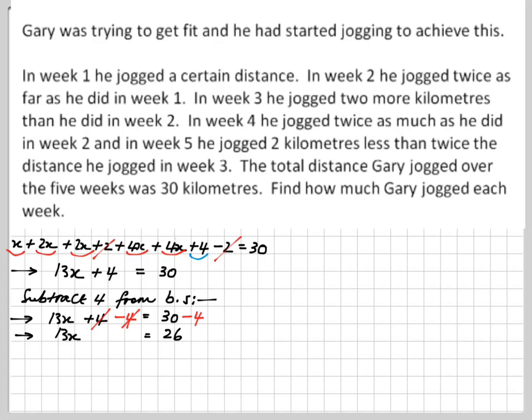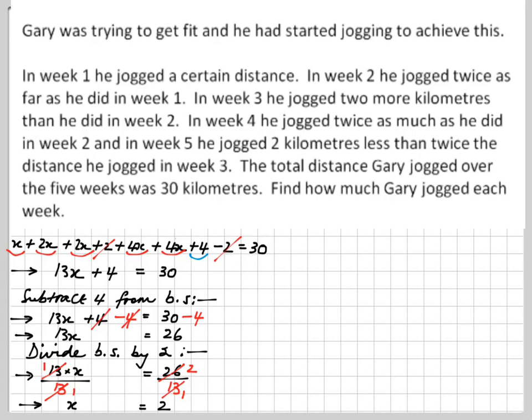Now, we've got 13 times x equals 26. We're going to divide both sides by 13. By 13, not 2, sorry about that. And that will get us, and we get x is 2. Oh, I must have had 2 on the brain. Sorry, guys. So we're going to work out every single week what he travelled, okay? And we'll see what we come up with.